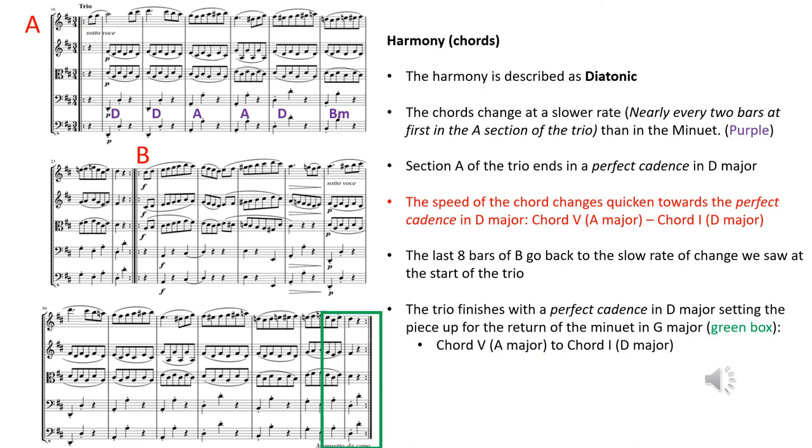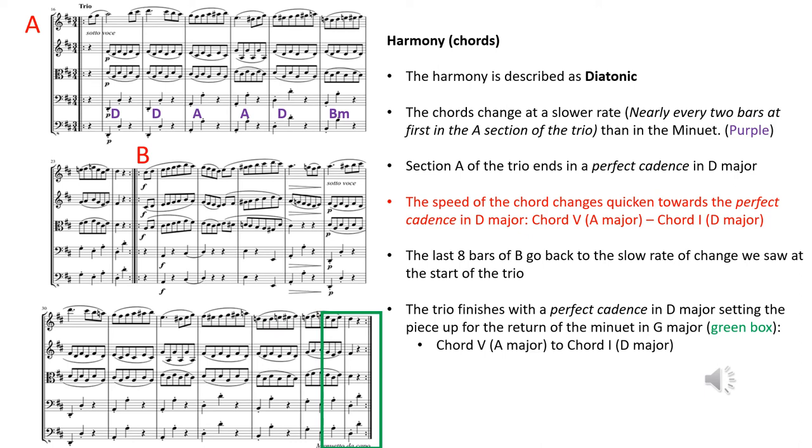Finally, let's talk about the harmony parts. Can you remember what this means? Yes, we're talking about the chords and the cadences. The harmony is described again as diatonic, a key feature in classical music. Although in this instance, it's mainly diatonic because there's chromatic passages in the melody part. The chords change at a much slower rate than in the minuet. In the minuet, the chords change practically every beat. But here, in the trio, as we can see in purple, the chords change nearly every two bars.